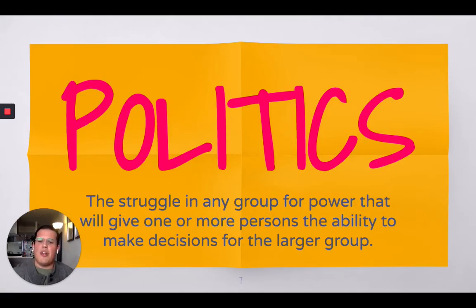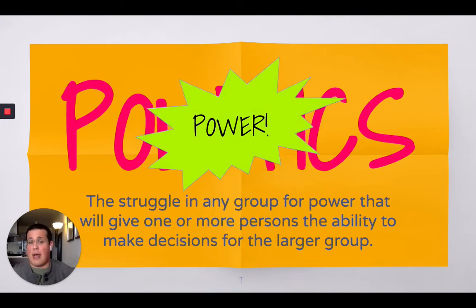Politics is a struggle in any group for power that will give one or more persons the ability to make decisions for the larger group. Again, politics is always about power. The group may range from a small organization to the entire world. Political scientists, in particular, concentrate on the struggle for leadership and power in a political community, such as the case for a political party, an elected office, a city, a region, or a country.